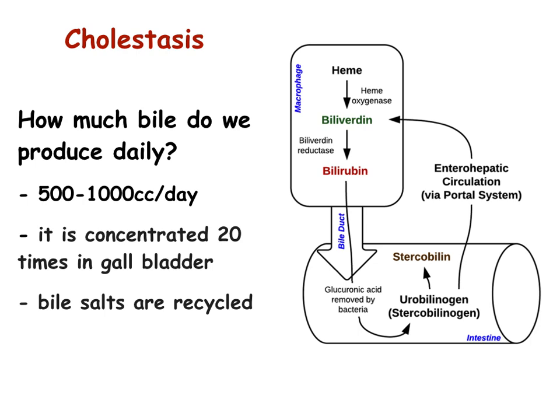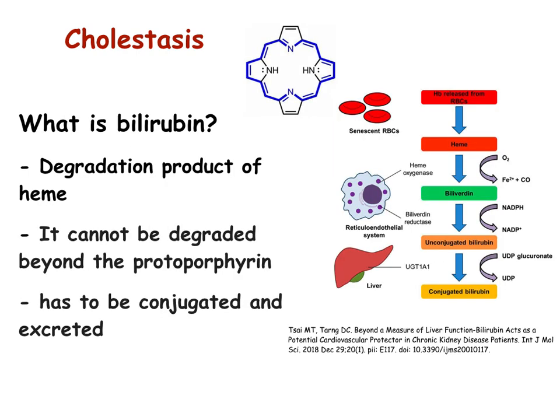What is the main constituent of bile? It is bilirubin. It gives bile the yellow color. What is bilirubin? Bilirubin is the degradation product of heme, of the senescent RBCs, and it cannot be degraded beyond its state, so it has to be conjugated and excreted as bilirubin, and it's a detoxification product of heme.